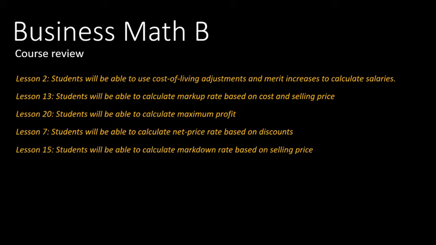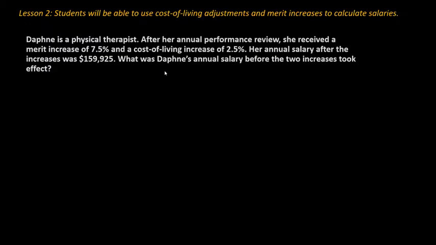And these are actually in order of importance. By that I mean this one tends to get missed the most, this one the second most, third most, fourth most, and fifth most. The reason they're not in order of lesson number is because I ordered them by how frequently I tend to see them missed on the final. So we're going to start with lesson 2, using cost of living adjustments and merit increases to calculate salaries.